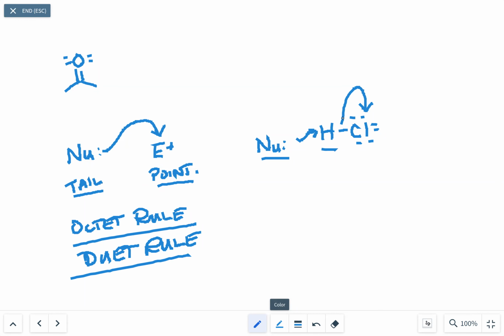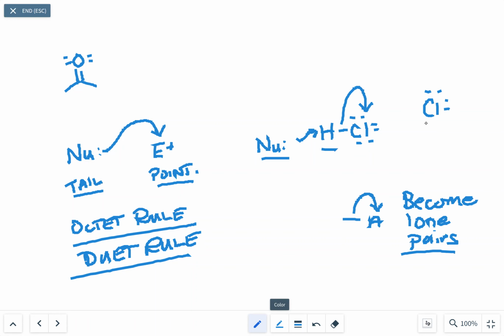So whenever we're doing mechanisms, the other type of arrow, which is very common, is when you're breaking a bond, moving to an atom, let's just call it A, and these become lone pairs. And there's lots of examples of this, like both examples we just did. We ended up making chloride, which had 8 valence electrons, happy as can be.